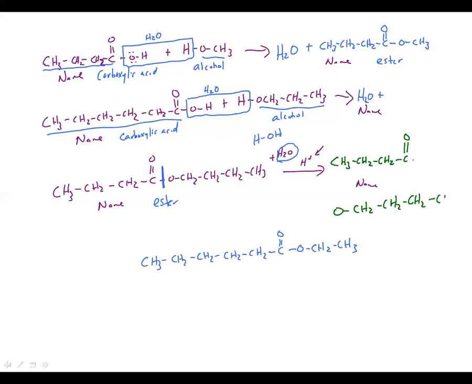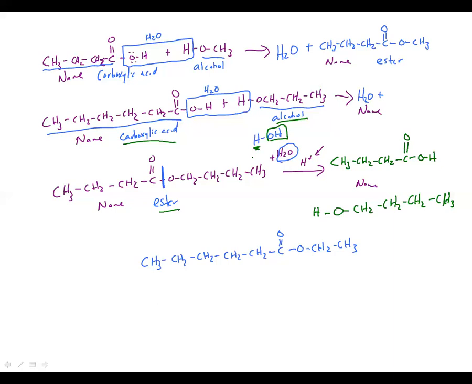Remember, when we break apart an ester, it is made by a carboxylic acid and an alcohol. So when we break it apart, we need to make a carboxylic acid, which means this guy gets the OH coming from here. And this guy will get an H coming from here. And that will give us a carboxylic acid and an alcohol.